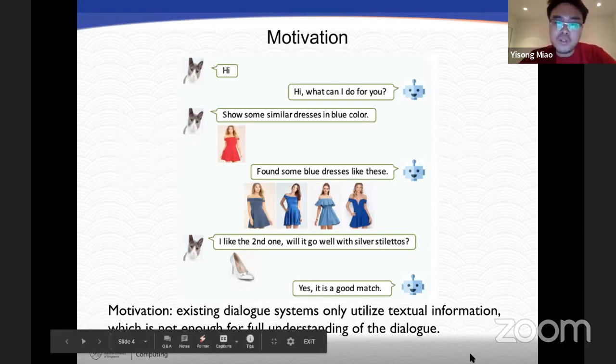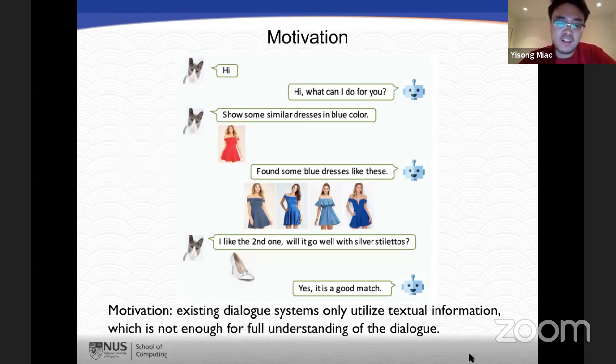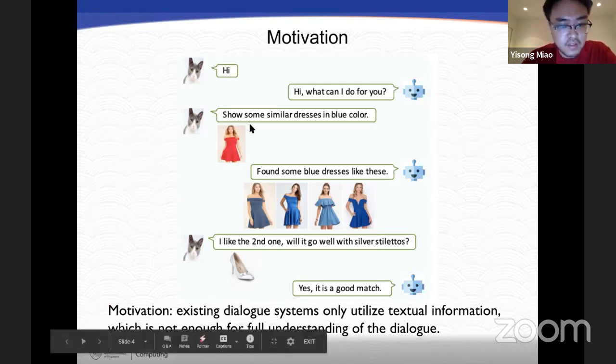So why do we need multimodal dialogue systems, right? Because they want to address a gap: all the existing dialogue systems only utilize textual information, meaning that all the input information is in text form, and all the utterances produced by the agents are also textual. Li Zi and his collaborators argue it is not enough for full understanding of the dialogue. So how about you follow me and see this?